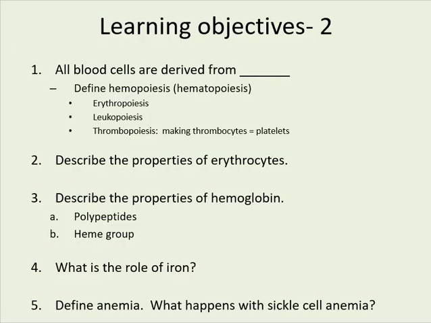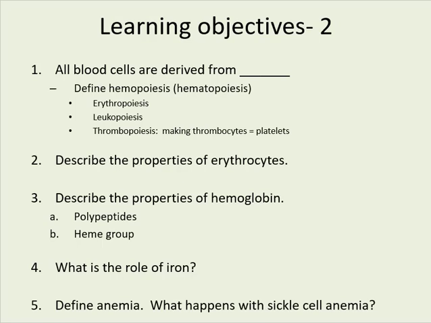This is video number 2 in the blood series, and here are our learning objectives. Number 1, we want to look at blood cells, all blood cells. Just to be clear, remember that in a previous lecture we talked about the presence of red blood cells and then the presence of white blood cells as well. White blood cells we said were immune cells, as well as these kind of things that are called platelets.